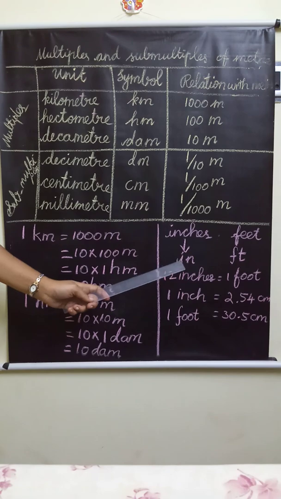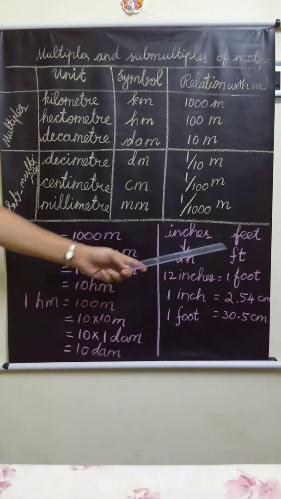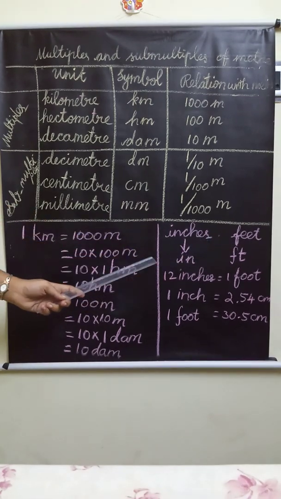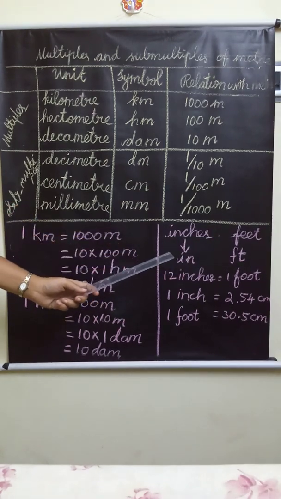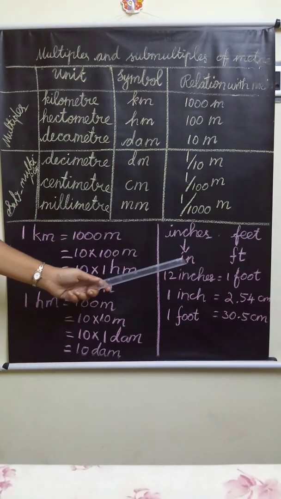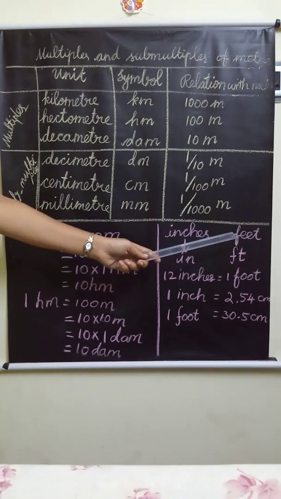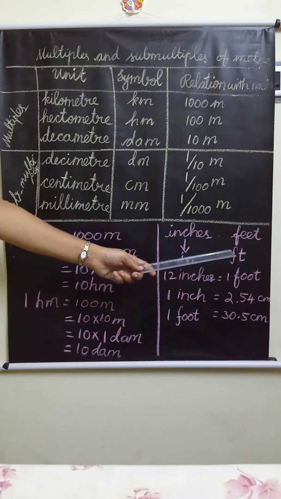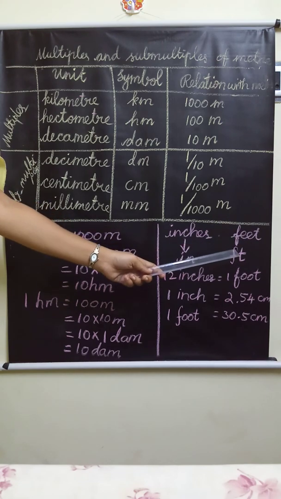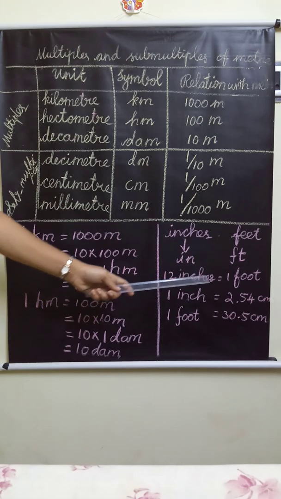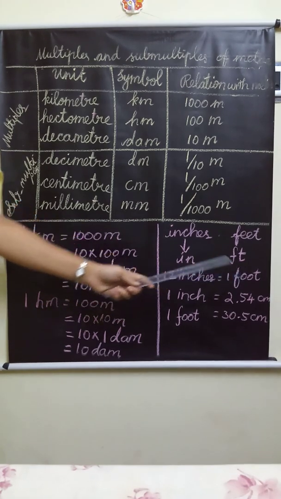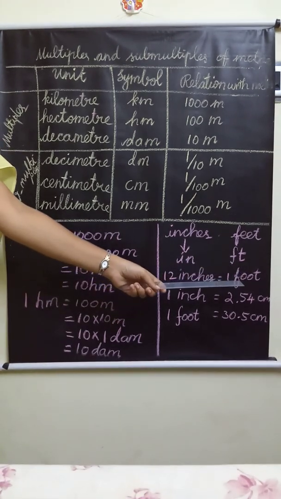Listen, we use inches and feet to measure length. The symbol for inch is IN. The symbol for feet is FT. Here some formulas are there. 12 inches equal to 1 foot.